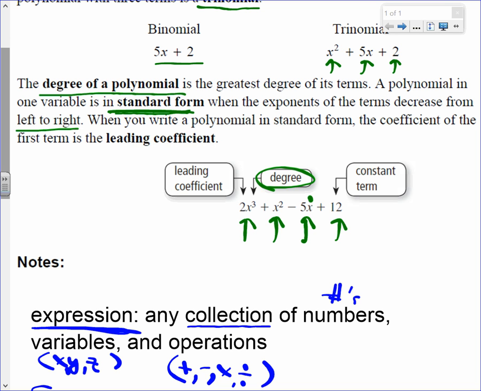When you write a polynomial in standard form, the coefficient of the first term is the leading coefficient. Leading coefficient right here. It's the number in front of the variable. It's called the coefficient. We call this the leading coefficient because it's the one right in front. It's the coefficient of the variable that has the highest exponent. It's right there for you on your note guide.